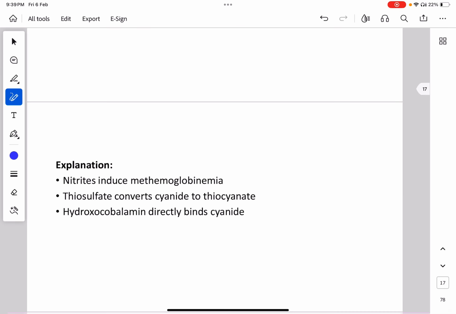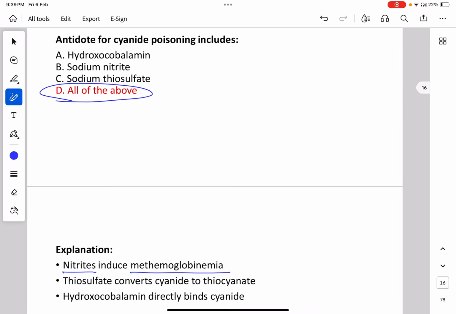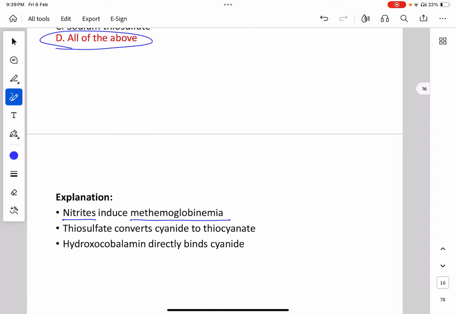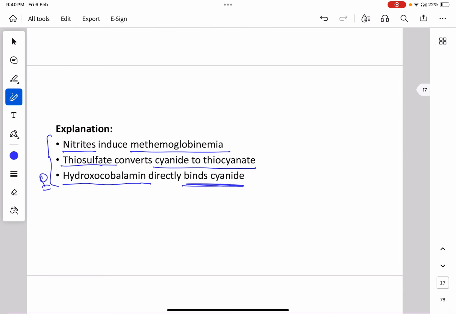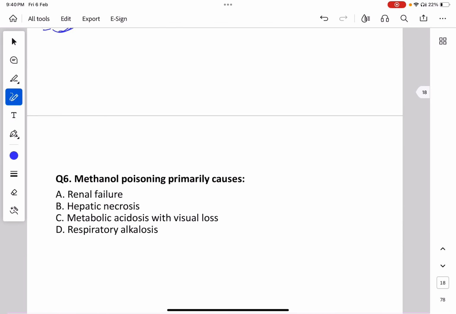Now, how do these antidotes work? Nitrite reduces methemoglobinemia. Thiosulfate converts cyanide to thiocyanate, which is less toxic. Hydroxycobalamin directly binds the cyanide. So this question can also come. This is an important one: which of the following antidotes of cyanide poisoning directly binds cyanide? So among all three options, the correct one is hydroxycobalamin. It directly binds the cyanide.